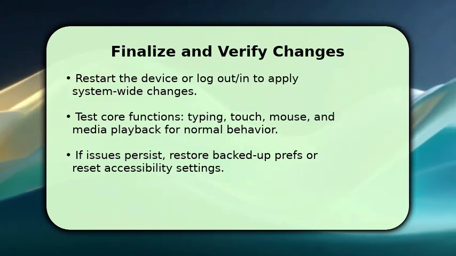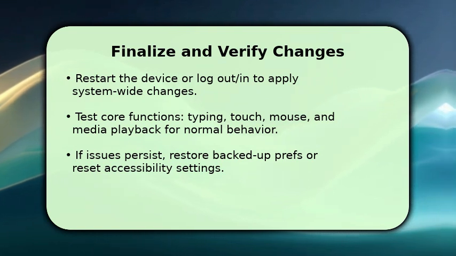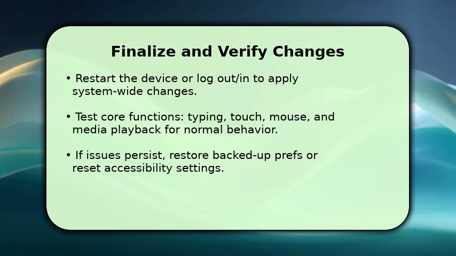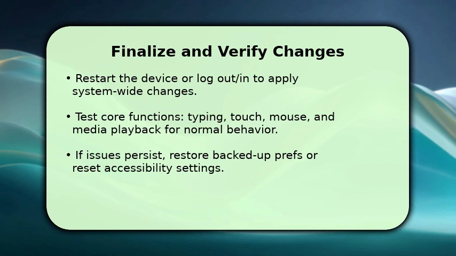Once rebooted, test essential interactions. Type, move the mouse or touch the screen, and play media to make sure nothing remains altered. If something still behaves like an accessibility feature, revisit that specific toggle and re-toggle it off.